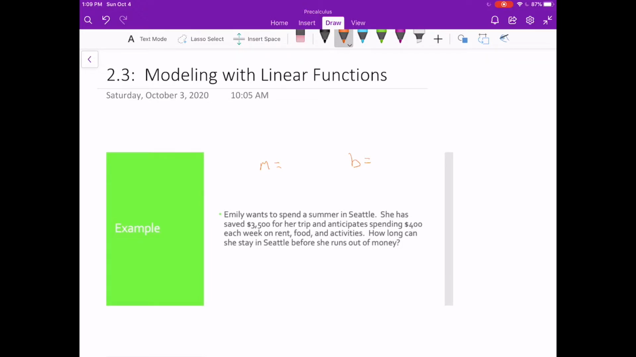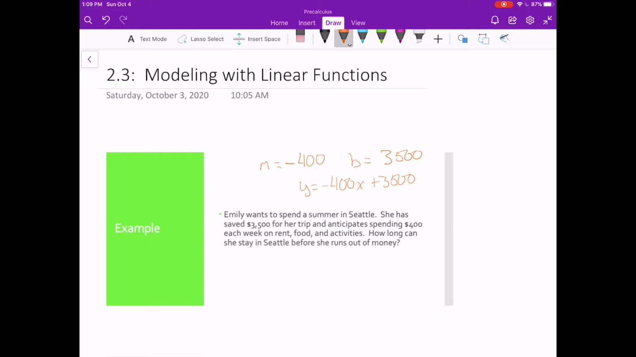So m is going to be a rate, so how fast or slow something is going, which in this case is her spending. Okay, so she's spending $400 each week, so that means her slope is negative 400. Notice if she was gaining $400 a week, it would be a positive 400, but since she's spending it, it's going to be negative. And our y value is kind of like our base, or like how much we started out with, which is 3,500. So we can write the equation y equals negative 400x plus 3,500.